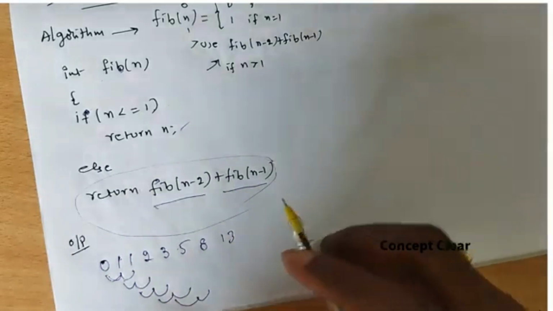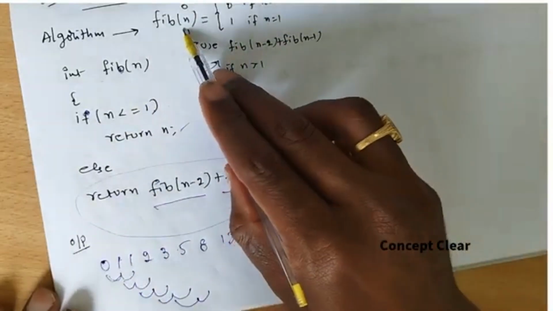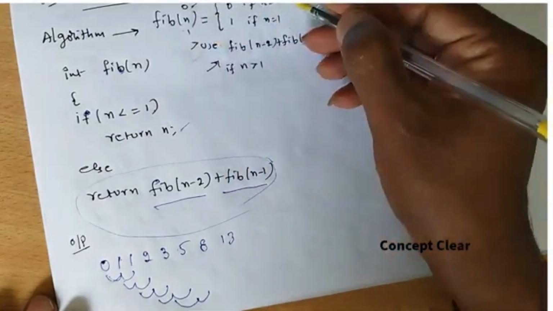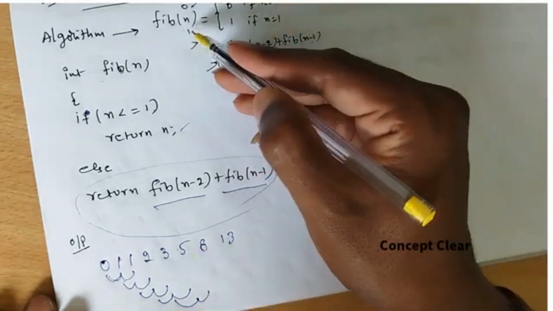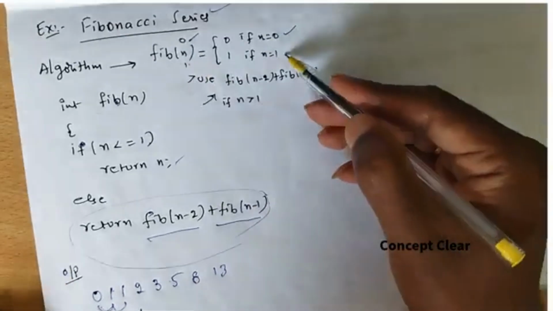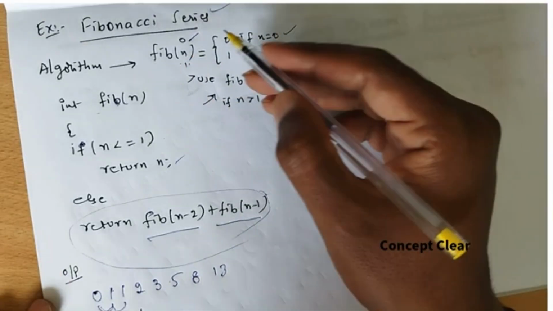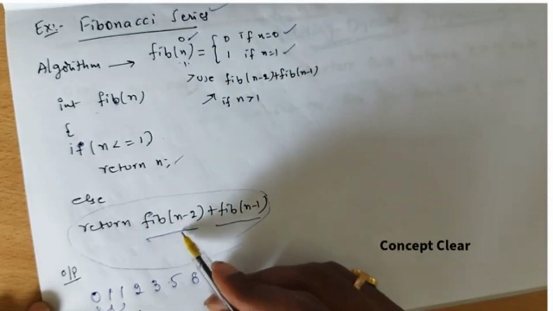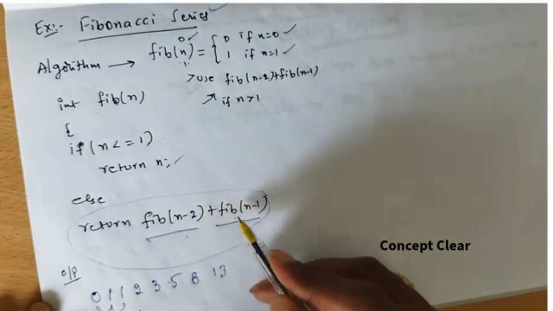Here, what is the logic? The logic is very simple. Fib of n: if n is 0, then return 0. If n equals 1, then return 1. Other than these two, 0 and 1, we will implement this logic: fib of n minus 2 plus fib of n minus 1.